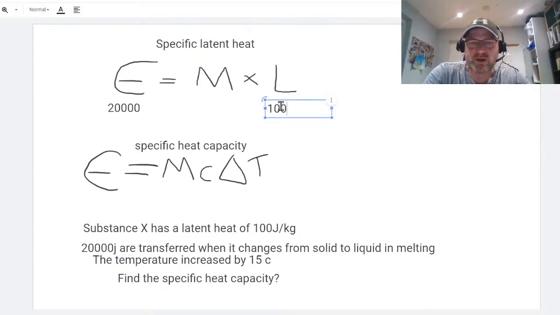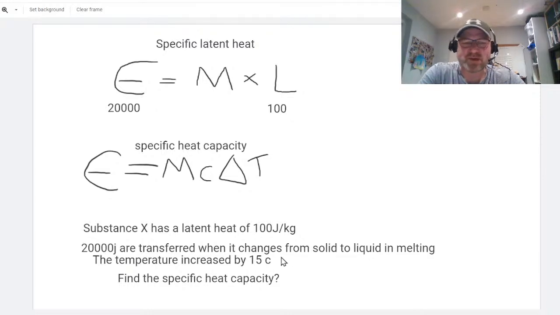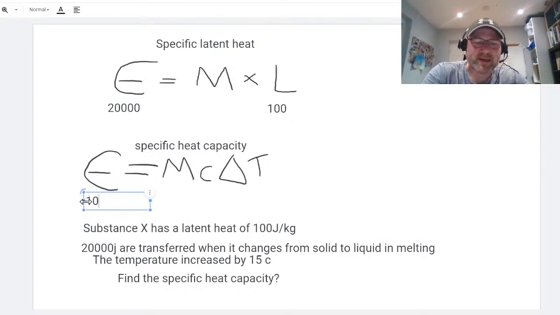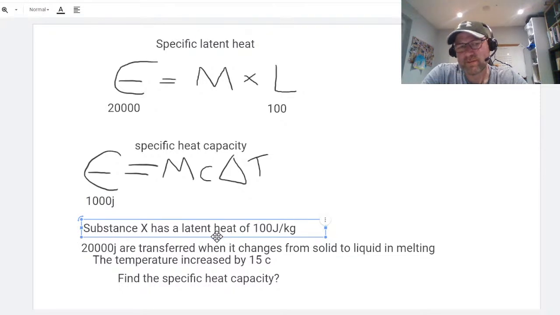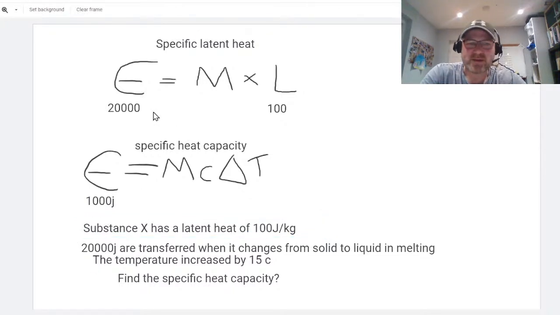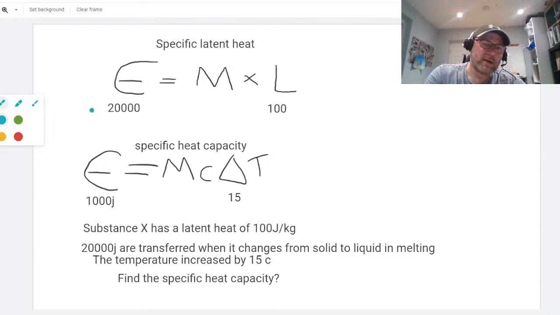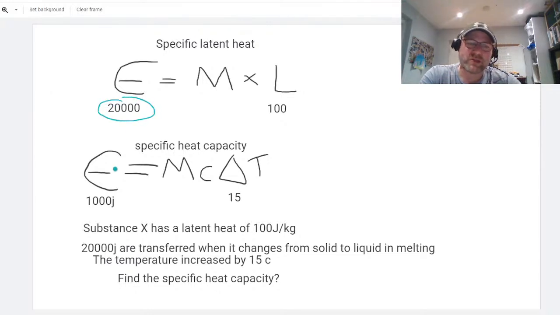The specific latent heat is 100. I don't think you can actually find it out, because I've said when it transfers from solid to liquid, I haven't given you the energy transfer when 1 kilogram is raised. So you don't have all the information, because this energy would be different. Let's say this energy is 1000 joules. But I need to do the first one to find the mass. These two energies are different. The top energy is the energy required to change state. This one is the energy required to raise the temperature.